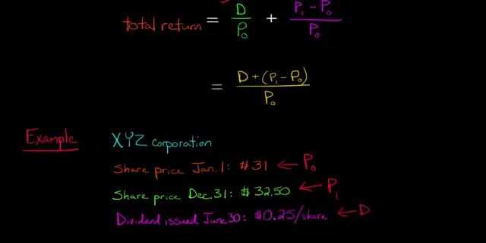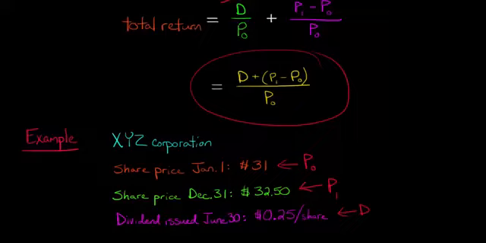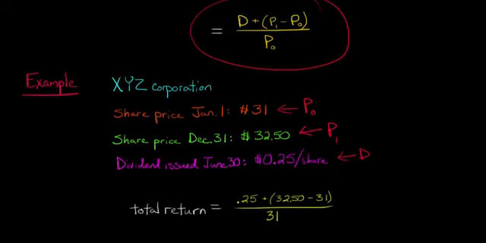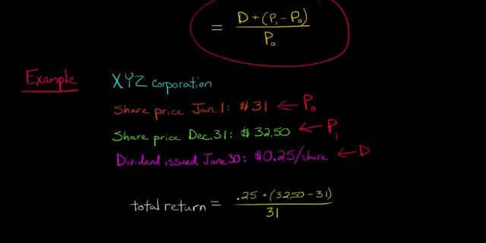So now we can just plug numbers into our formula, right? Because we have the P naught, we have the P sub 1, and we have the D, the dividend, and we can just plug and chug and find out what the total return for our stock is. So the total return is going to be equal to 0.25. That's the dividend per share, right? You don't take the whole dividend for all the firm, everything that was issued. You just use dividends per share, and then you have here our capital gain, right? The 32.50 minus the 31. That's just the P sub 1 minus P naught.